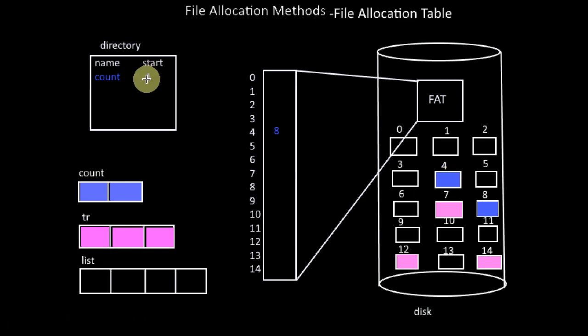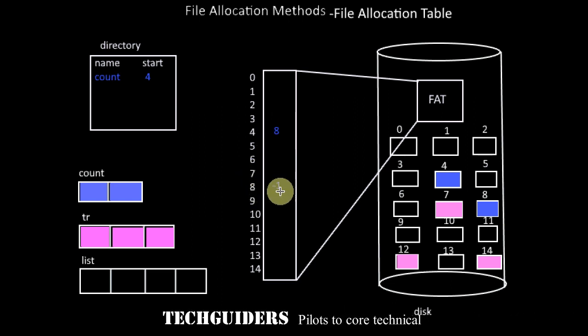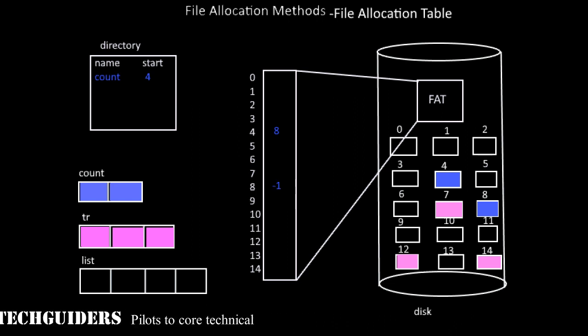This address will now index into the file allocation table, which contains the disk block address of the next file block. Now moving to index 8, the value is -1, which shows this is the end of the file, no more file blocks. Now consider this file.